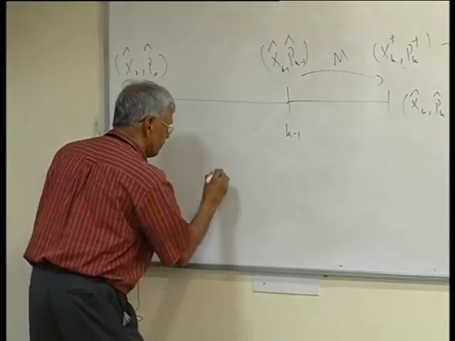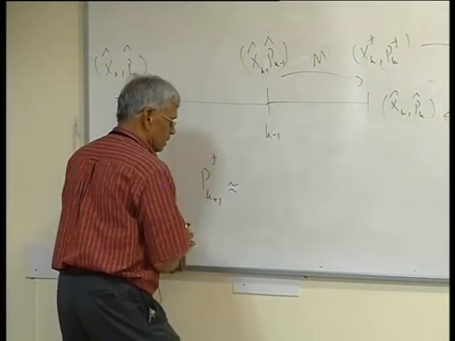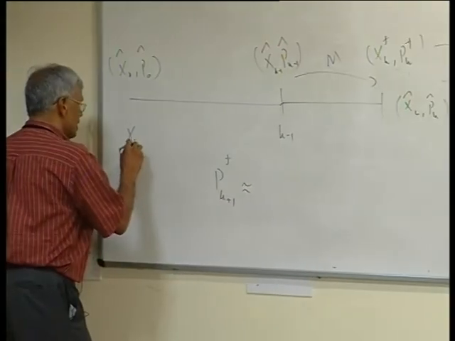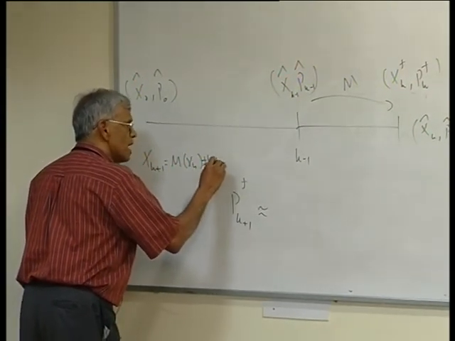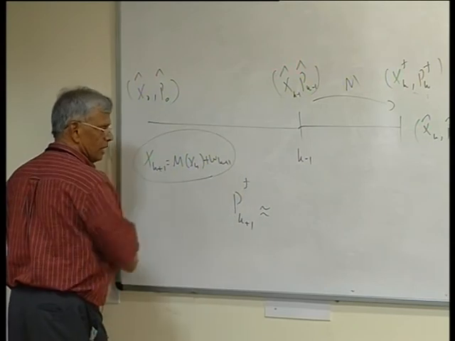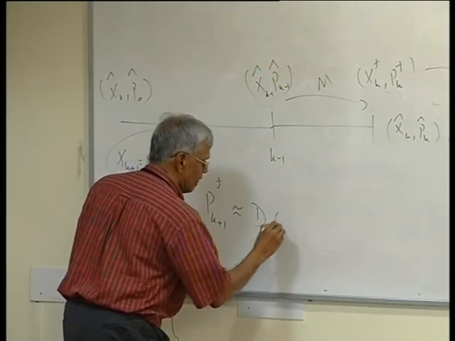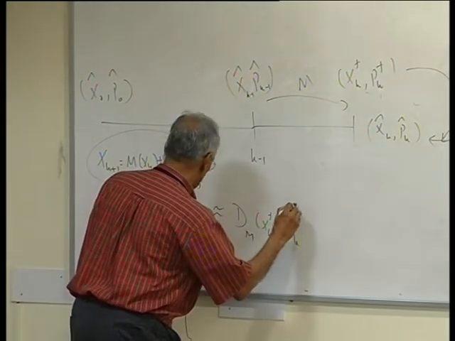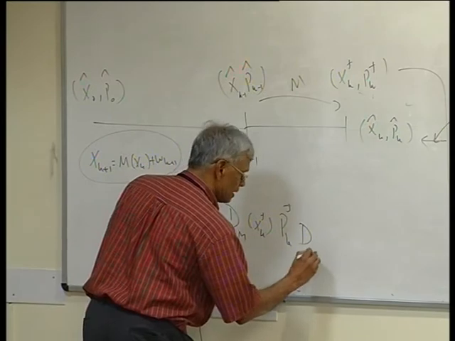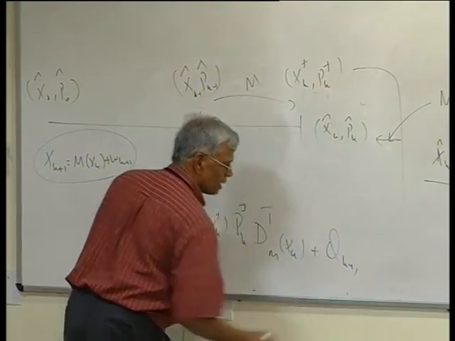So in the case of the nonlinear filter, what is that? P_{k+1}^f is approximately equal to... So what is the nonlinear model? x_{k+1} is equal to m(x_k) plus w_{k+1}. This is the nonlinear model. How does this vary? It is the Jacobian of m at x_k^f, times P_k^f, times the Jacobian of m at x_k^f transposed, plus Q_{k+1}.